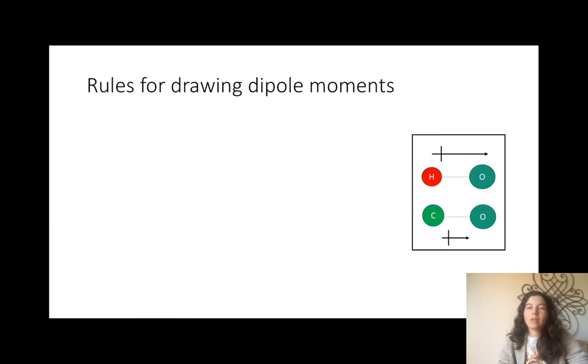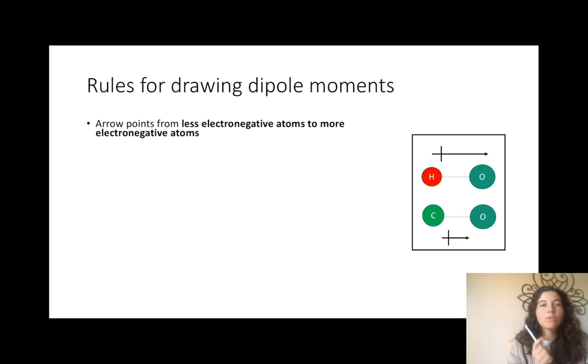This will make more sense when you do more examples. So let's look at a couple of rules that are going to help you understand how to draw these arrows. When you draw dipole moment arrows, the less electronegative atom is where you start your arrow. That's where the positive side goes. So this is a lower EN, and this is a higher electronegativity. That's how we always draw these.